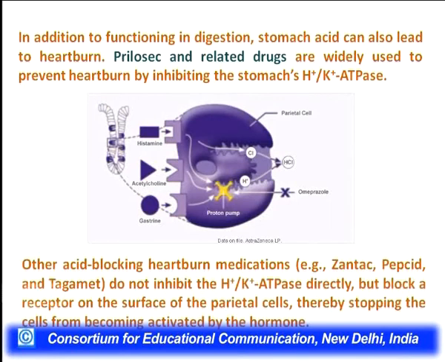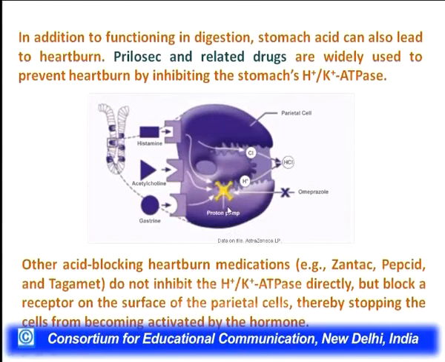There are other acid-blocking heartburn medications, for example, Zantac, Pepcid and Tagamet. They do not inhibit the hydrogen-potassium ATPase directly, but block a receptor on the surface of the parietal cells, thereby stopping the cells from being activated by the hormonal stimulus. So certain other drugs bind to these receptor molecules, inhibiting the binding of the hormones and therefore again the release of acid into the stomach. But certain drugs actually act on these particular ATPases.